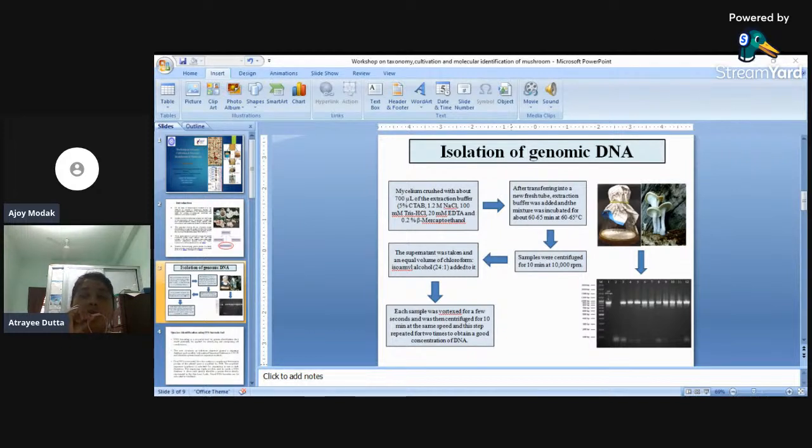and in the PCR master mix, we use different kinds of solution like magnesium chloride, dNTPs, then PCR buffer, Taq polymerase, that is the most important thing, Taq polymerase. And we are using two different kinds of primer that we designed on the basis of the morphological data and the previous nucleotide sequences that we found from the GenBank. So here we are using two different kinds of primer. One is the forward primer, another one is the reverse primer.